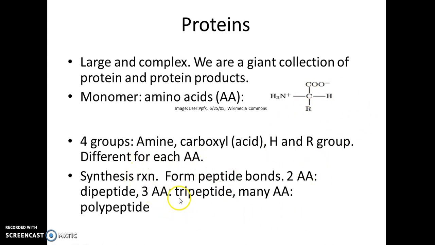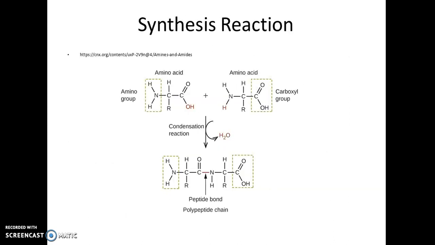Okay. Now, we put amino acids together to form a dipeptide, right? Two amino acids together through a synthesis reaction. We can add 3 amino acids together to form a tripeptide, we can form a tetrapeptide, or we can put a lot of them together to form a polypeptide. So poly means many, which are many peptide bonds. They're put together through a synthesis reaction.